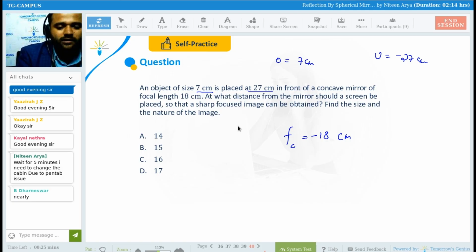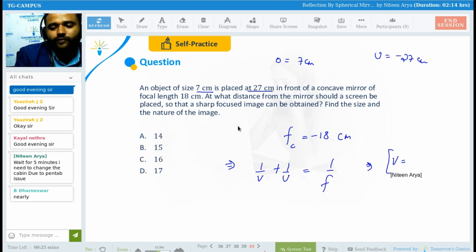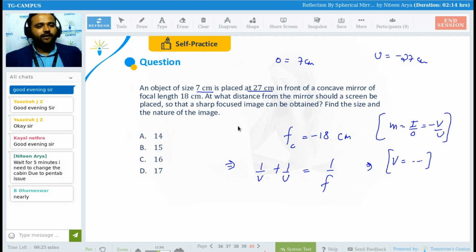So automatically use 1 by V plus 1 by U equals to 1 by F. Find V. With the help of V, you need to find M equals to I by O equals to minus of V by U. In this sense, we can find I.